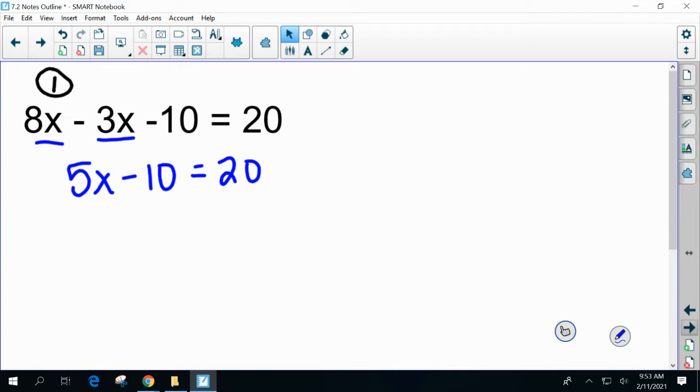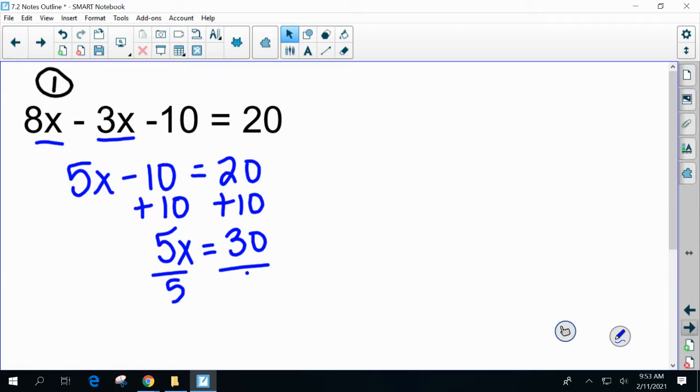Okay, so then we would solve it like a 2-step equation now. So we're going to add 10 to both sides. So 5x equals 30. And then what would be our next step? Divide both sides by 5. So x equals 6.